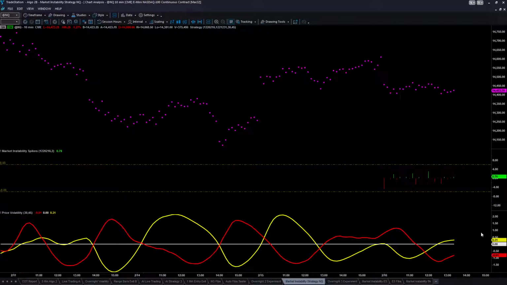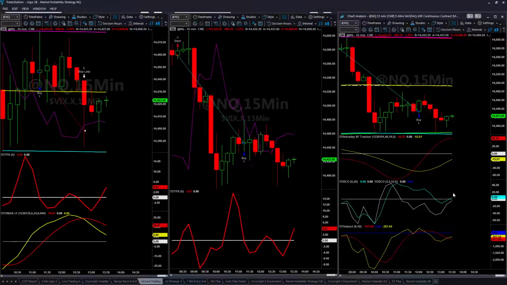No setup right here at all. No setup, no nothing. This is just gonna be in chop zone. And guess what? Look at this. Just went above the zero line right there. So yeah, that right there invalidates that short that was on the previous workspace.